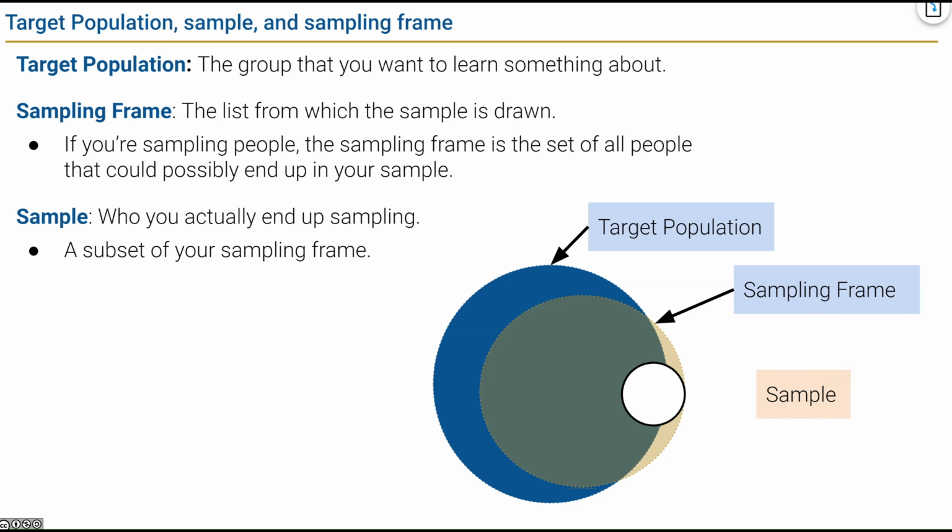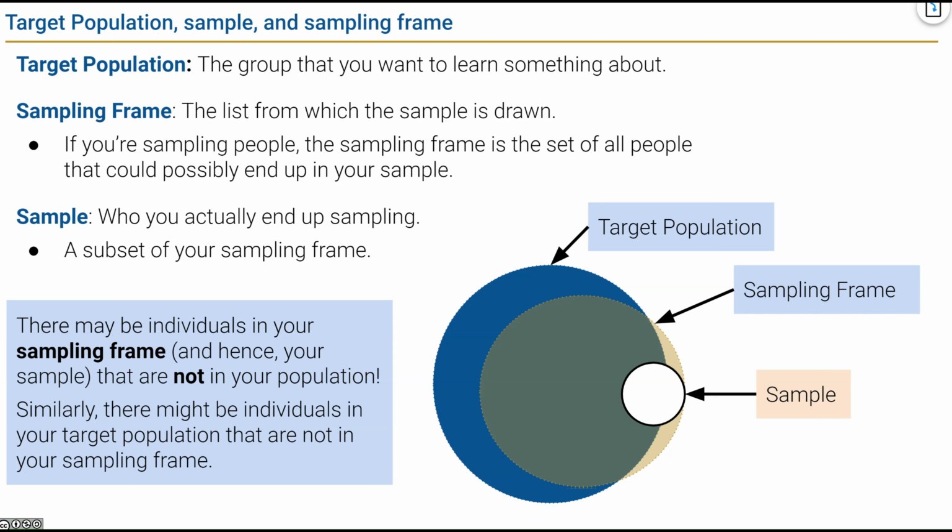But thinking carefully about how these three sets overlap and or intersect is going to be an important piece in being able to assess the accuracy of your predictions. So we often want to be very cognizant about whether or not there are individuals in your sampling frame and or your sample that are not in your target population, and or vice versa.